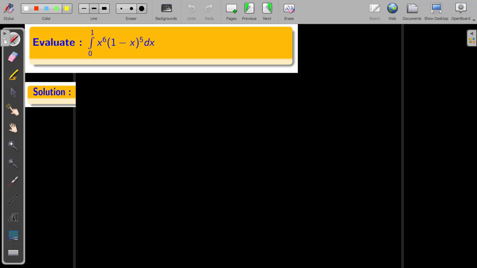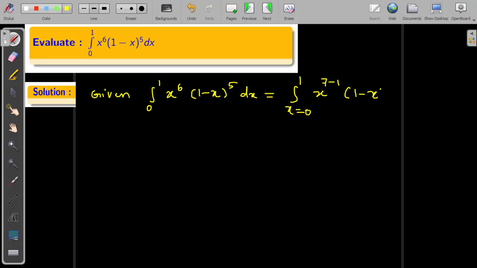The given definite integral is integral from 0 to 1 of x to the power of 6 times (1 minus x) to the power 5 dx, which means this is equal to the integral from x equal to 0 to 1 of x power, I will be rewriting x power 6 as 7 minus 1, and (1 minus x) power 5 as 6 minus 1, dx, because I am going to transform this definite integral into this format.